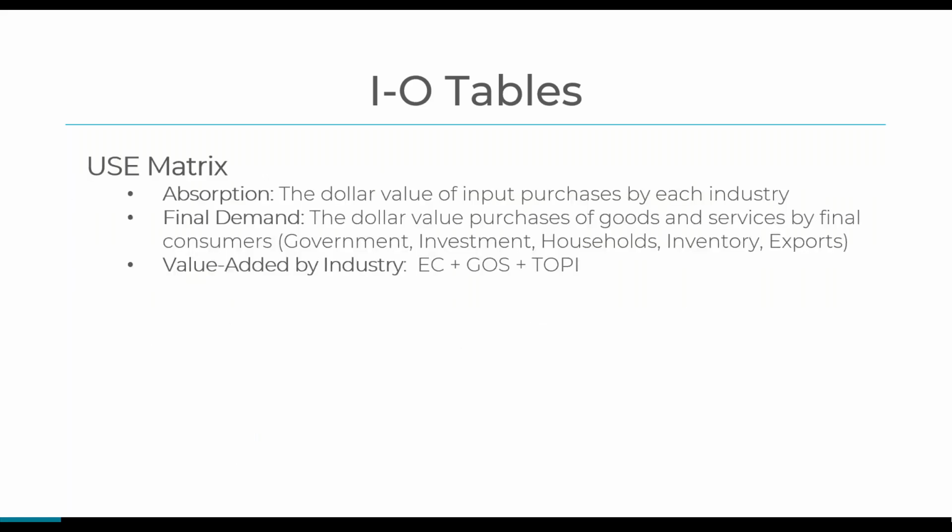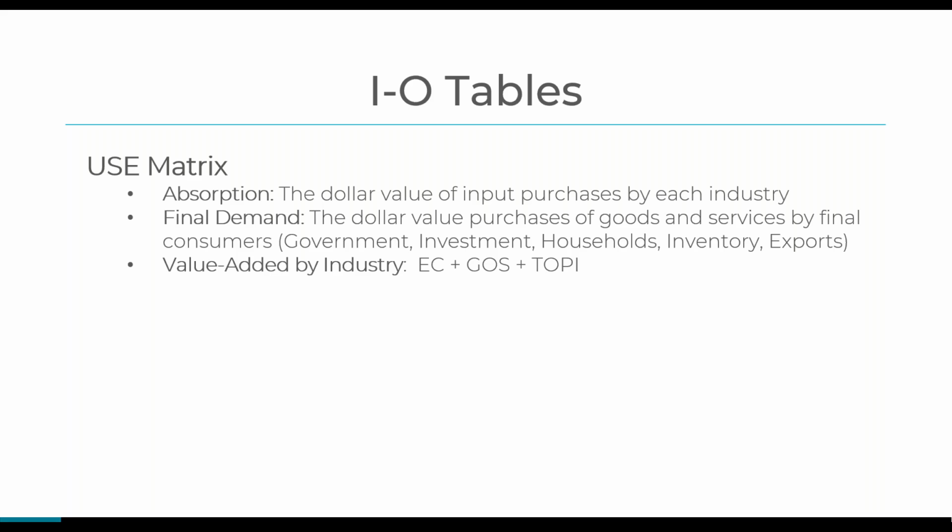Okay, what do the IO tables consist of? They consist of a use matrix that contains values called absorption values. And those absorption values are the dollar value of input purchases by each industry. So it's basically the list of all the commodities, all the goods and services that each industry buys and in what amount. Analogously, we have final demand, which is the dollar value of purchases of goods and services by final consumers, so everybody else that isn't industry, as we talked about, so by institutions basically.